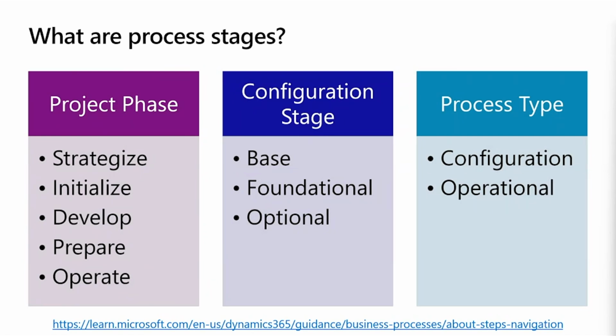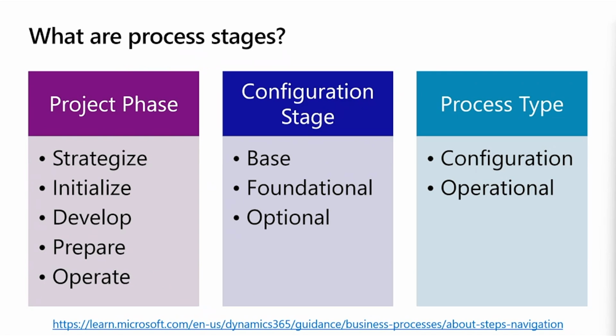Process stages actually have 3 pieces of information in them: project phases, configuration stages, and process types. So project phases align to the project phases of our implementation guide. The options that you'll see there are strategize, initialize, develop, prepare, and operate. The configuration stages indicate when or what type of configuration this is. Is it a base configuration, a foundational configuration, or optional?